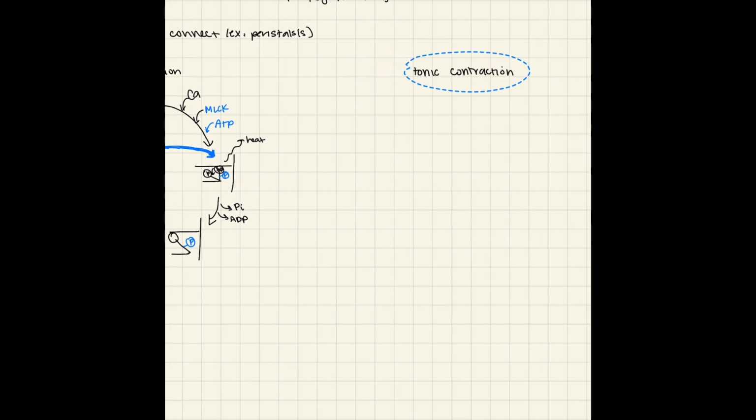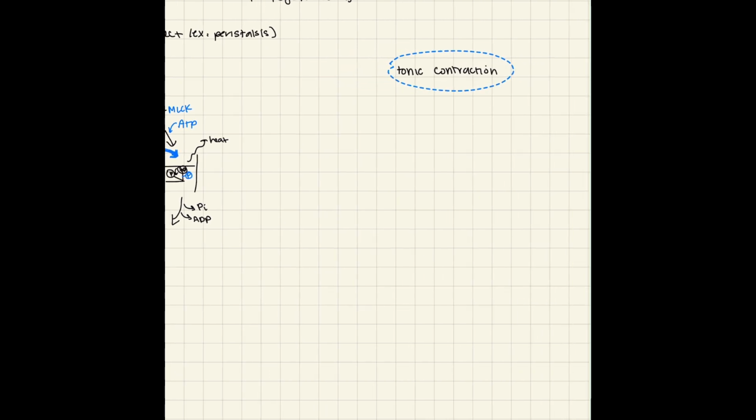In a tonic contraction, the mechanism is a little bit different because MLCP comes at a little bit of an earlier time. So the first steps are the exact same. We have myosin with an ADP and a phosphate. We add calcium, MLCK, ATP. That's actually supposed to be ATP.